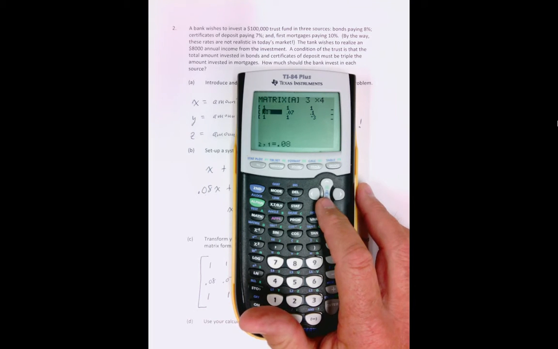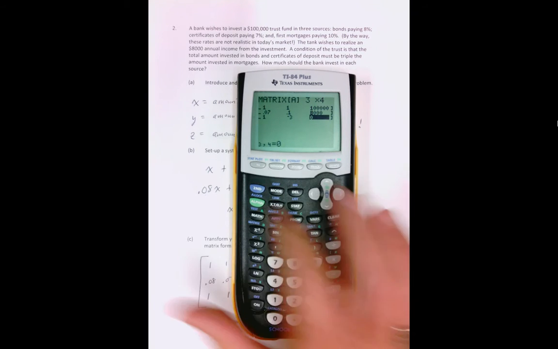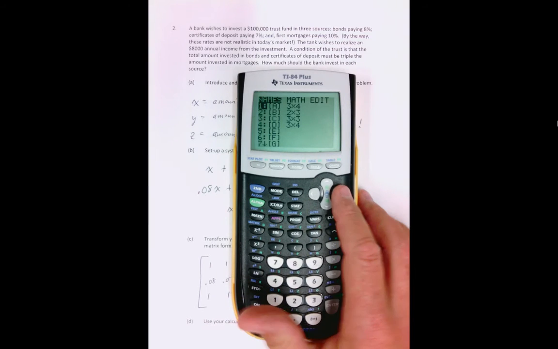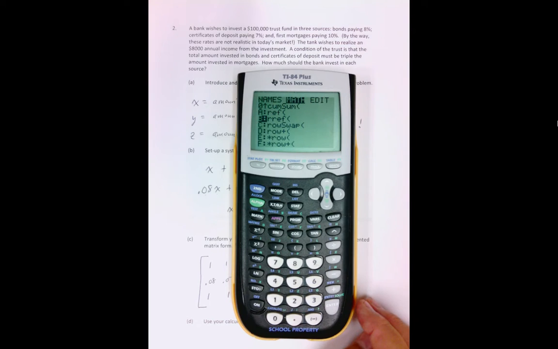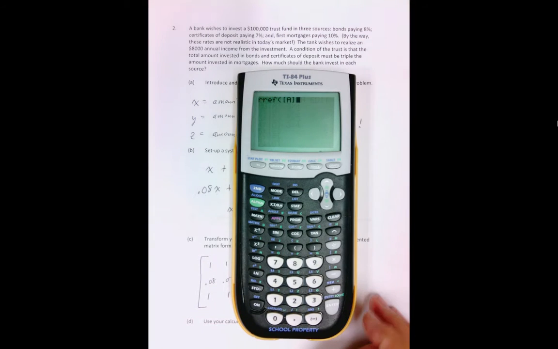And you can see that I already have this set up accordingly. Now, what that allows me to do, it allows me again to go into matrix, go over to math, come to this RREF, again, reduced row echelon form. Go get my matrix and close it up.